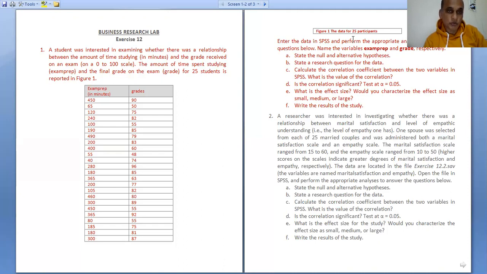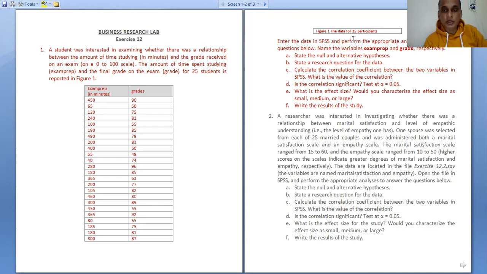So we have about 25 students here, and we know that exam prep is one variable, the time they have taken for preparing for exams, and the grades they have obtained. So that is the data. We have to enter this data into the SPSS file. The two variables have to be named as exam prep and grade. And then we have to answer the following questions.